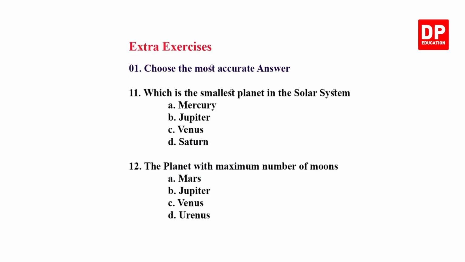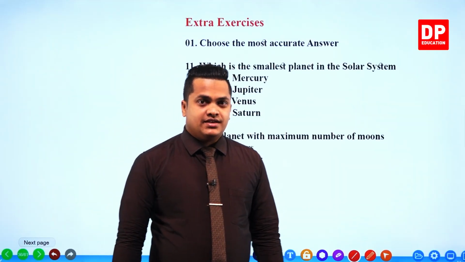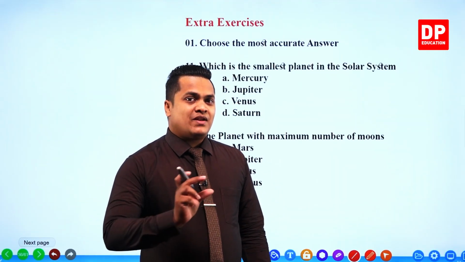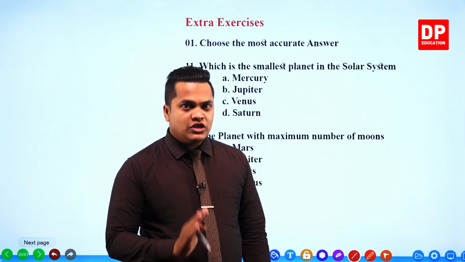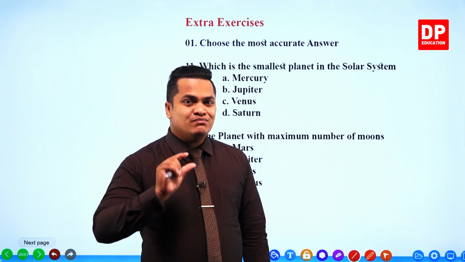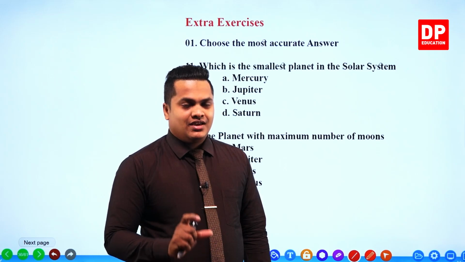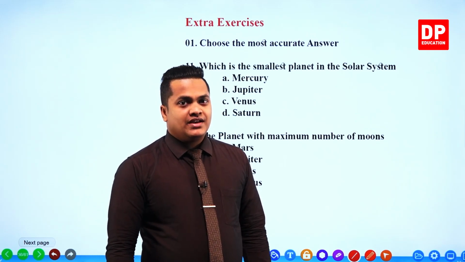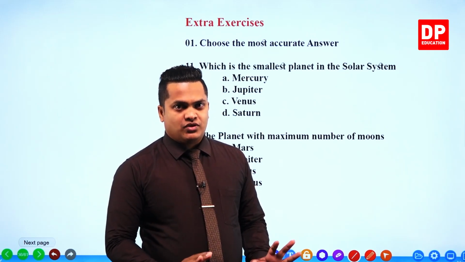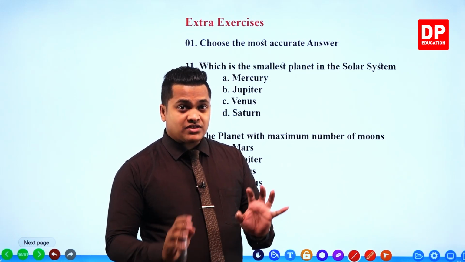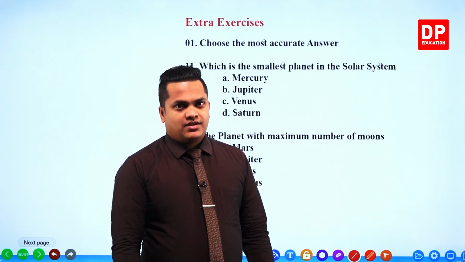Which is the smallest planet in the solar system? Mercury is the closest planet to the sun, and also Mercury is the smallest planet in our solar system. It is the smallest one in our solar system, and it is also the closest one to the sun, right?